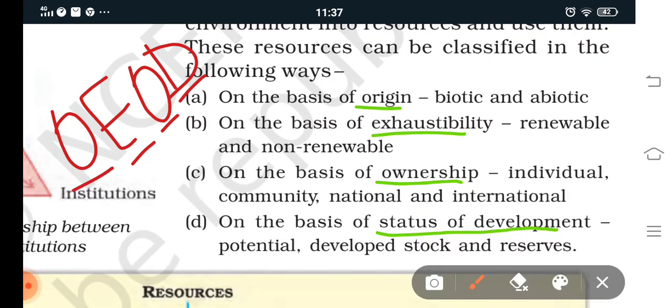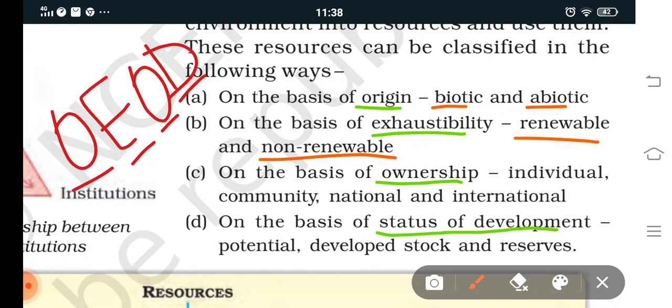In origin they are classified into biotic and abiotic components. Biotic components are the living components such as humans, flora, fauna, fish, livestock, and abiotic ones are the non-living, like the rocks and metals. Then on the basis of exhaustibility they are classified into renewable and non-renewable. Those that can be renewed are like solar, wind energy, water, forest, and those that cannot be renewed are non-renewable resources such as metals and fossil fuels, petroleum. They cannot be renewed, they get exhausted.